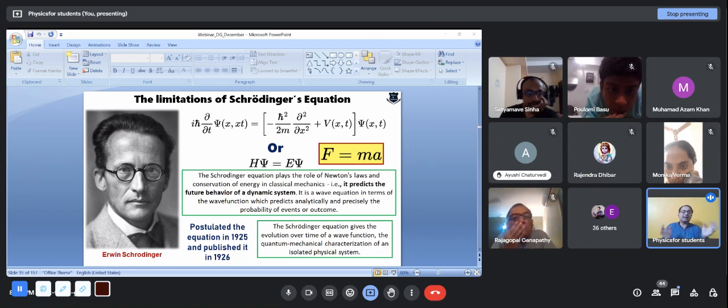Don't think this psi actually means that it is very much relativistic. No, it is not relativistic. It is probabilistic. But in order to make it relativistic, as Rajagopal sir is telling, we use the Dirac equation.